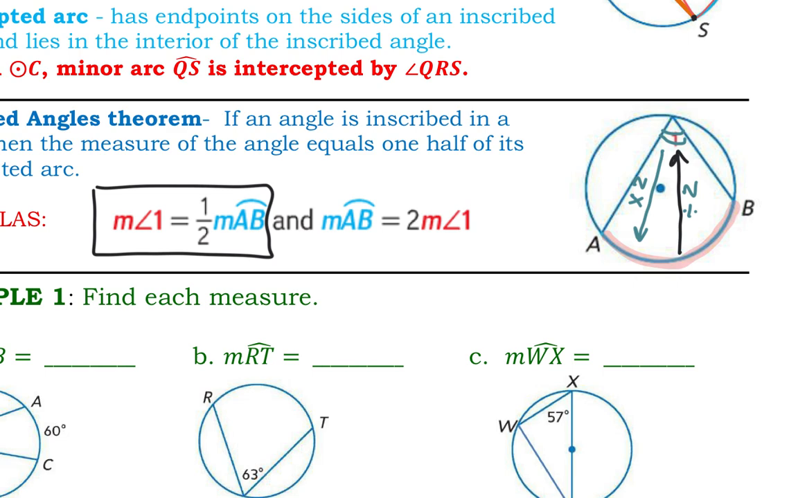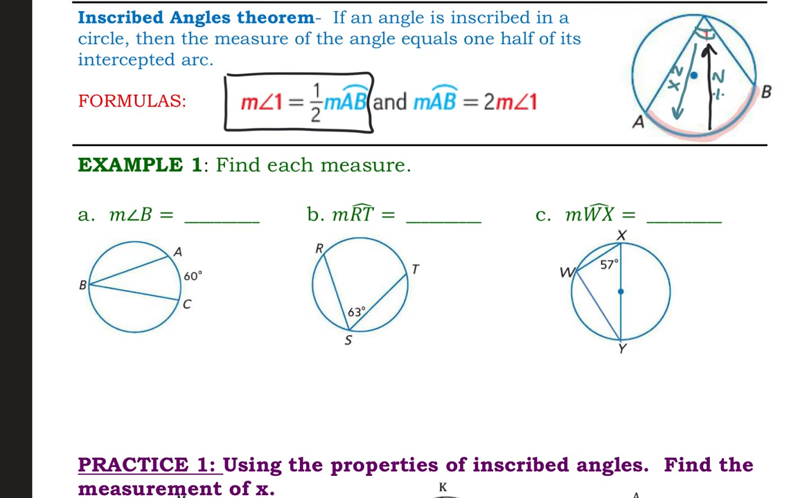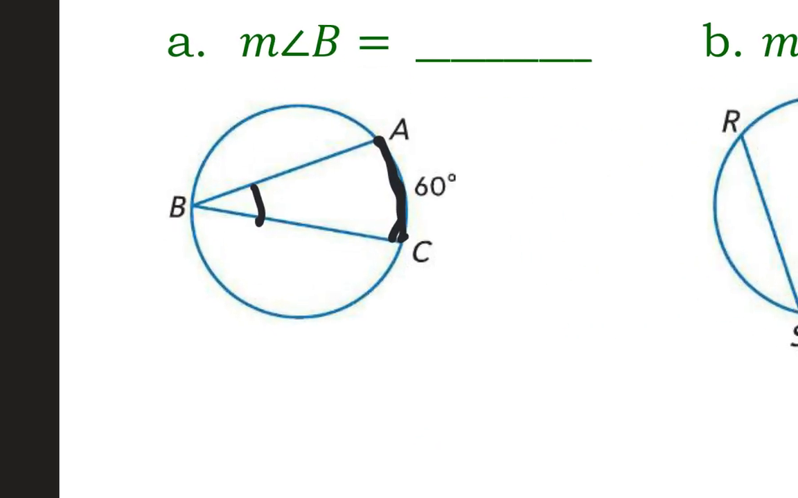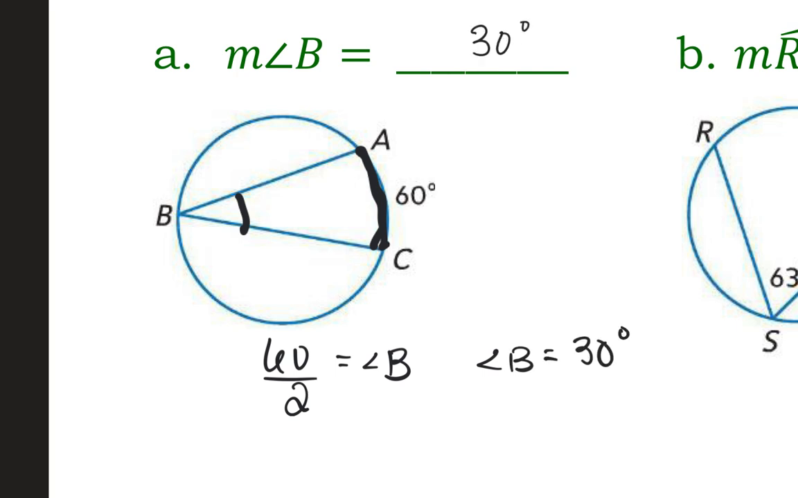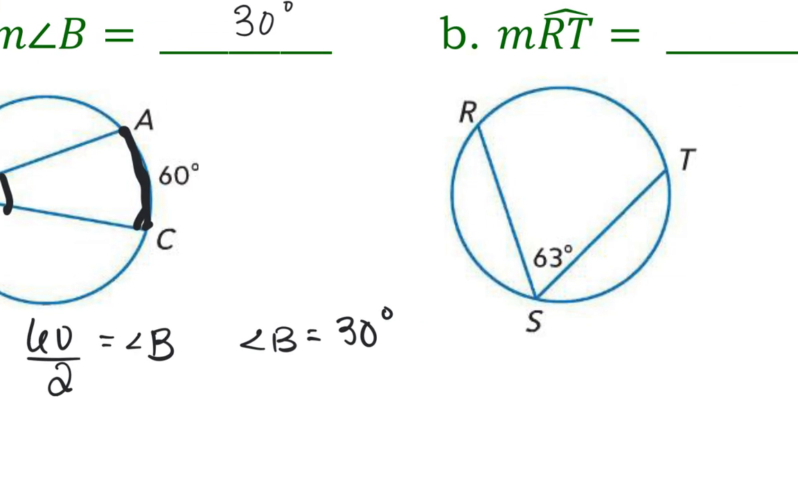Okay. All right. So look at the first one. Example 1A. If I'm looking for angle B, and angle B is here, and you have the arc, do you think we're going to multiply by 2 or divide by 2? Divide by 2. Good. So we'll do 60 divided by 2 is going to give me angle B. What's the measurement of angle B? 30 degrees. And that's it. So unlike the last unit, you're going to be halving or doubling, okay? All right, look at the next one.